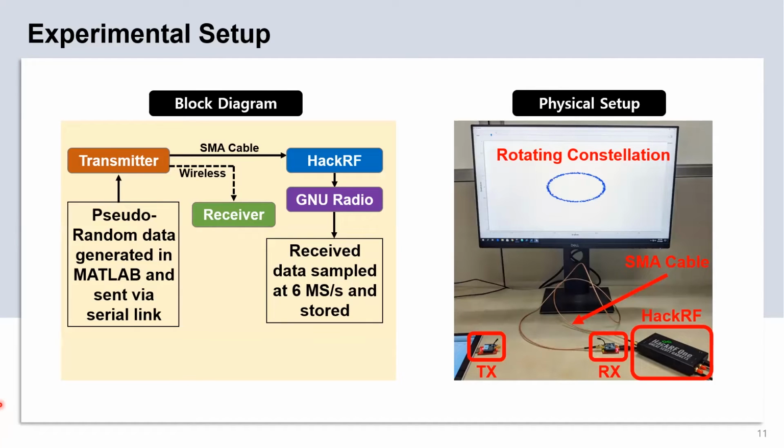The conceptual block diagram is on the left and the physical setup is on the right. We have used 30 GP devices as transmitters. A 31-bit pseudo-random bit sequence is generated in MATLAB and sent to the transmitter, which transmits this data to a receiver wirelessly for 60 seconds at 2.465 gigahertz. A HackRF1 module is connected to the transmitter through an SMA cable, which sniffs this data. GNU Radio samples the collected data at 6 megasamples per second and stores them.